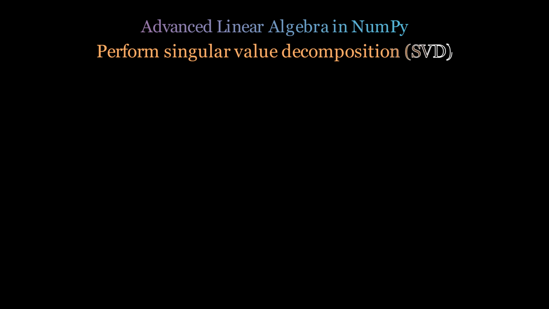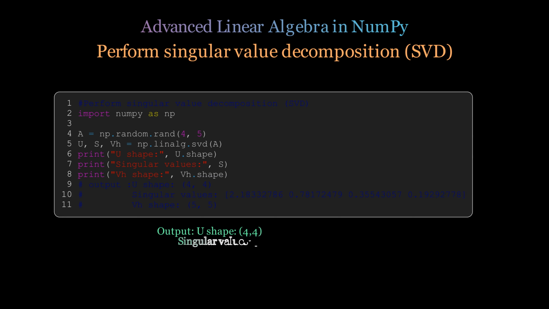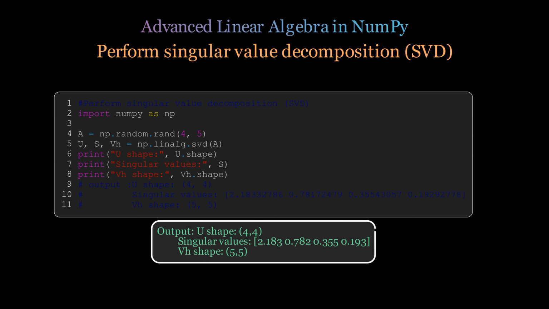SVD decomposes any matrix into orthogonal matrices U and V^T and a diagonal matrix of singular values. For a random 4x5 matrix, we get U, 4x4, singular values, length 4, and V^T, 5x5. The singular values reveal the matrix's effective rank.